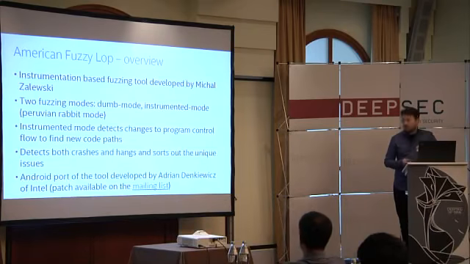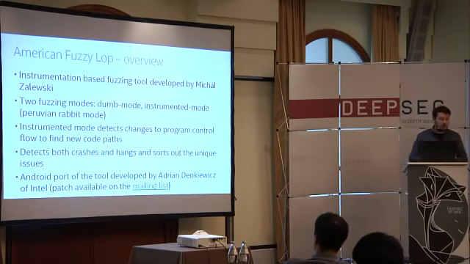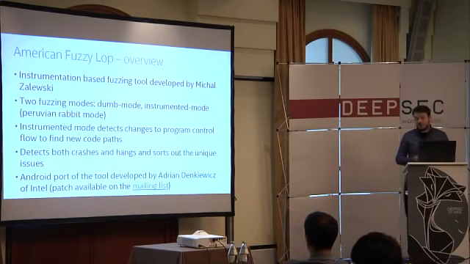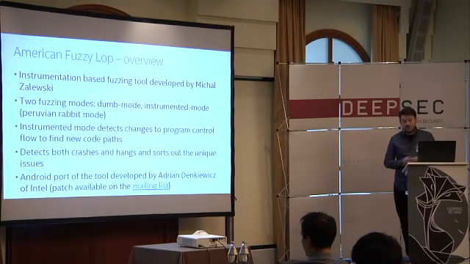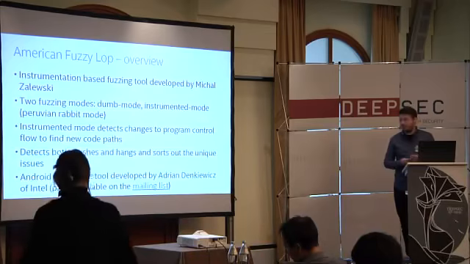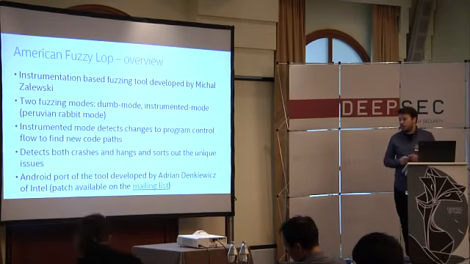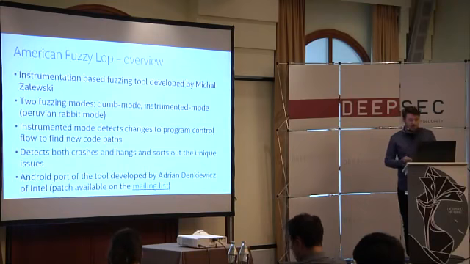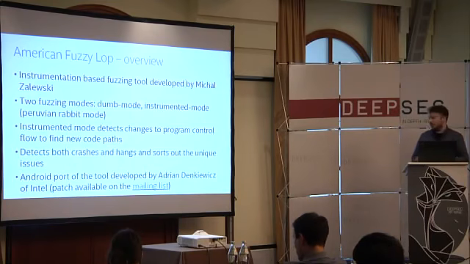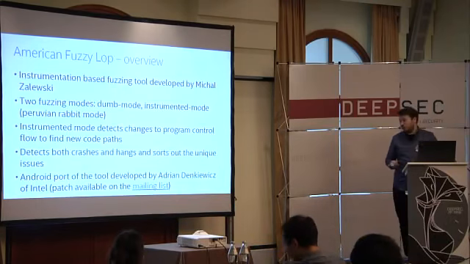So you can detect the changes to the program control flow and try to direct the code paths that you are accessing. It has the advantage that it detects both crashes and hangs and tries to sort them to offer only the unique issues. We had an Android port of the tool developed by a colleague of mine, Adrian. The patch is also publicly available now on the mailing list of the tool. You can check out the link in the presentation.